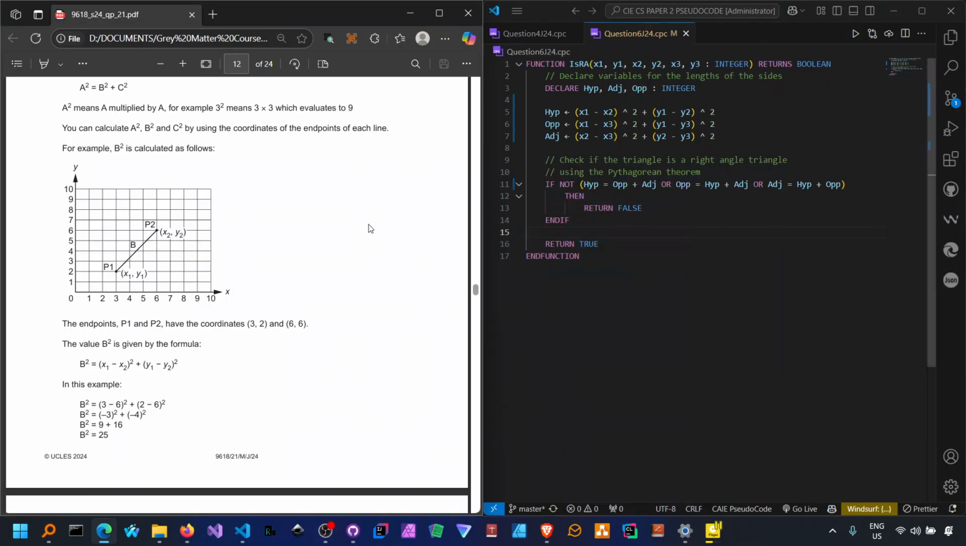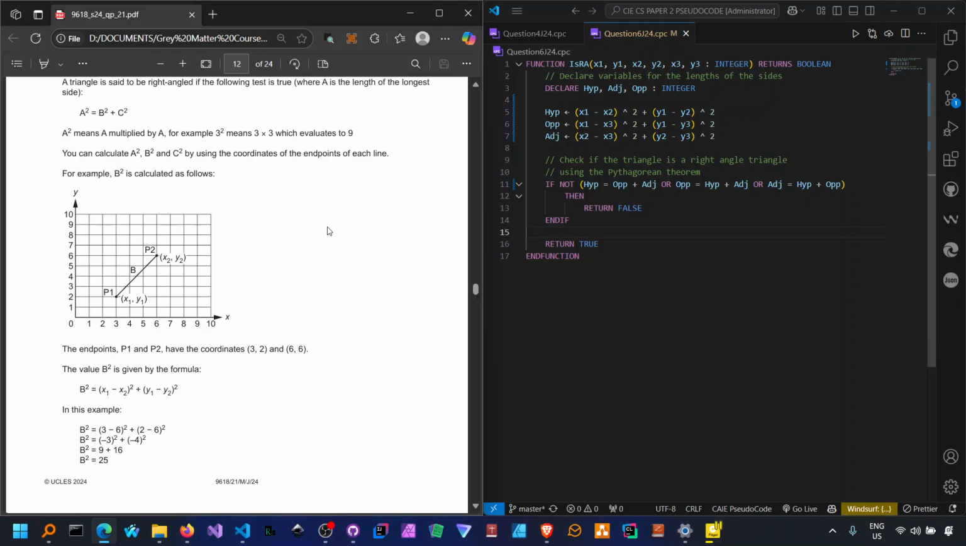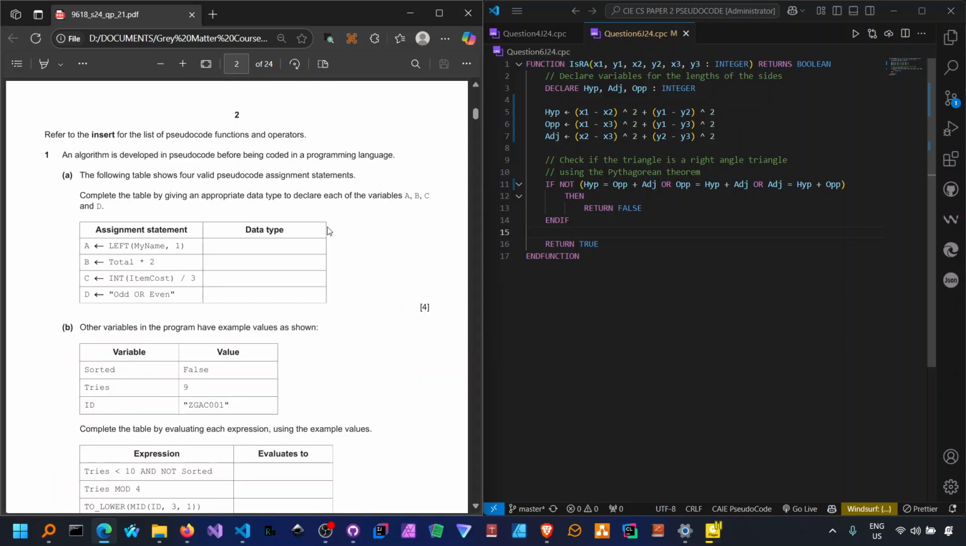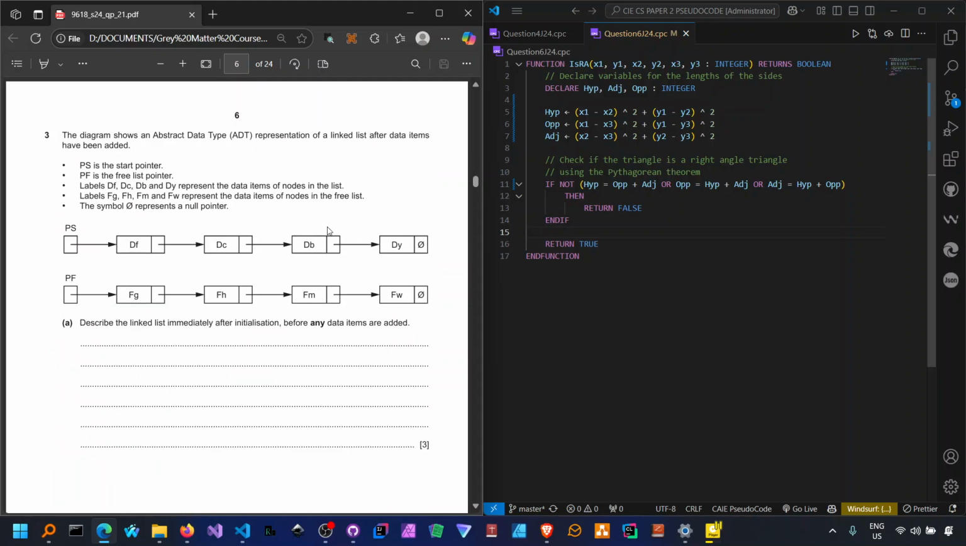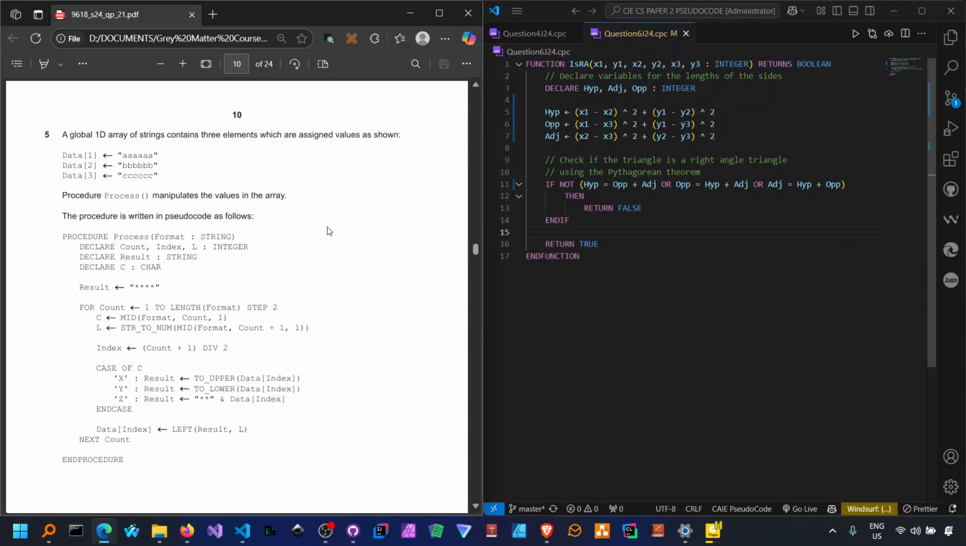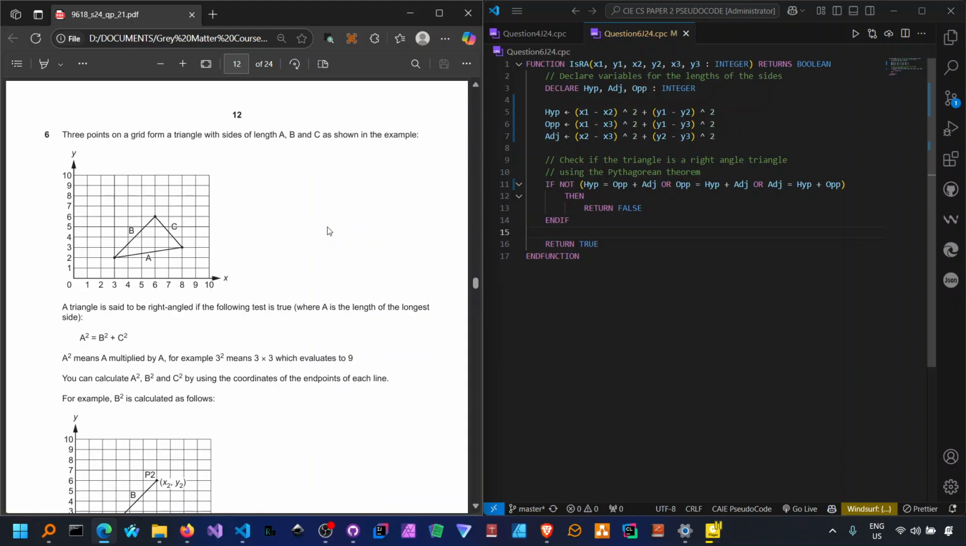We continue our look at the 9618 variant 2.1 pseudocode implementations. So we are looking at the May-June 2024 variant 2.1 for the 9618 course. And number 6, that's the next question.